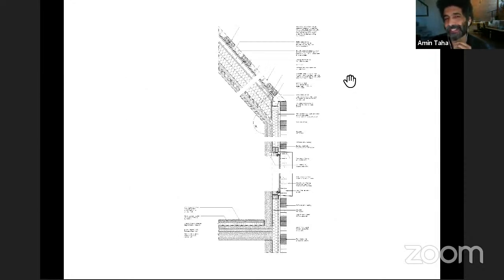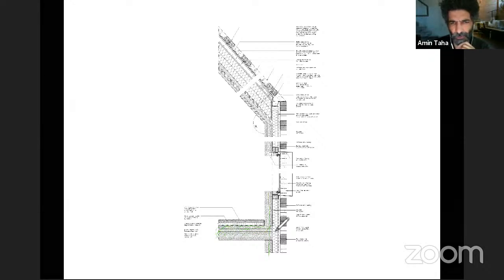Now, this is the key, really. So what we can see here, and I might be able to actually annotate while we're talking. What you see here is the CLT floor plate engaged directly with the wall, becoming the roof, and all exposed on the interior. So there's no plasterboard lining, no paint or anything else. The timber is the superstructure and internal finish.